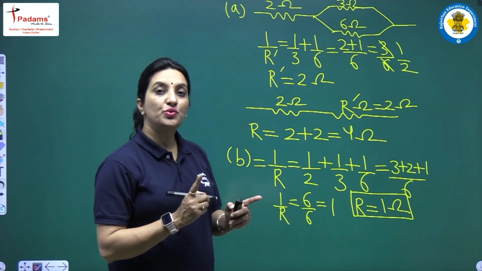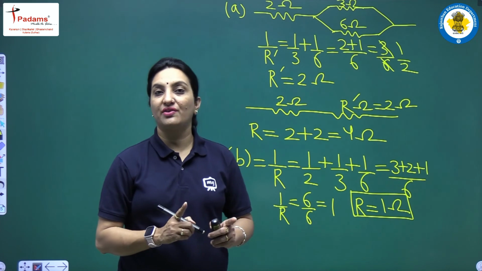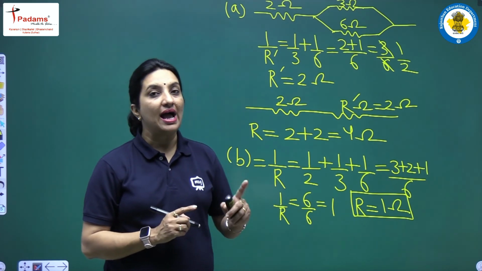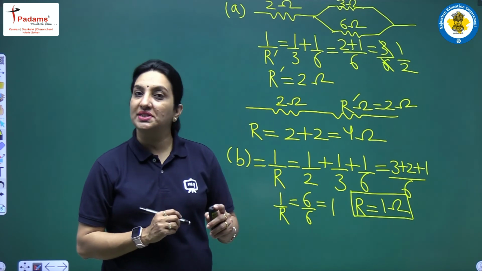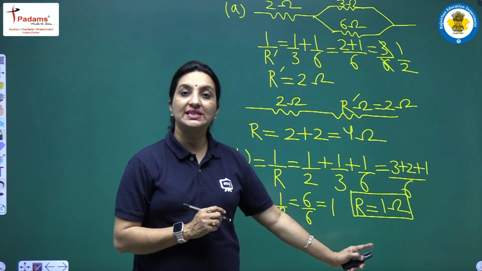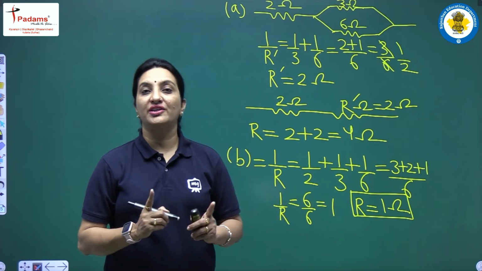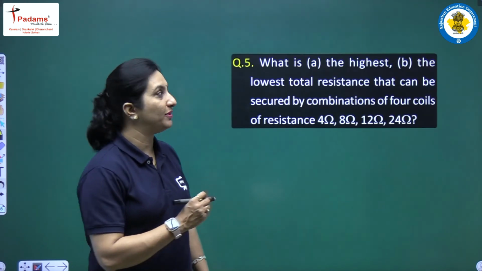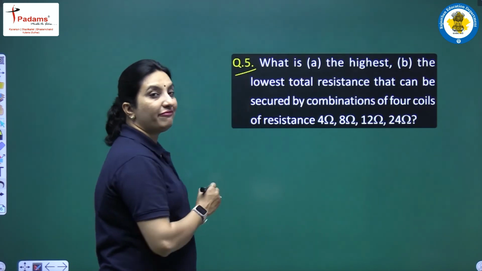So the answer will be that in order to get 4 ohms of equivalent resistance, we'll connect 3 ohms and 6 ohms in parallel and a 2 ohm resistor in series with them. And in order to get a 1 ohm equivalent resistance, we will connect all the 3 resistors in parallel. Now let's see the next problem, which is question number 5.